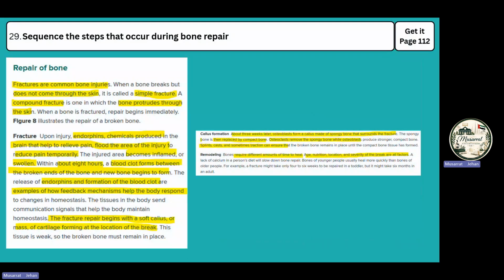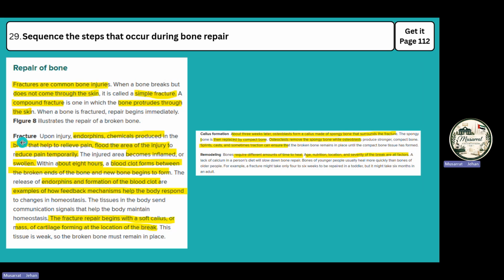Now we come again to question number 29. That will also be the same, the repair of bone, which we just discussed. Firstly, fractures are of two types. It can be a simple fracture or a compound fracture. A simple fracture is when the bone does not protrude from the skin. If it protrudes from the skin, it's a compound fracture.